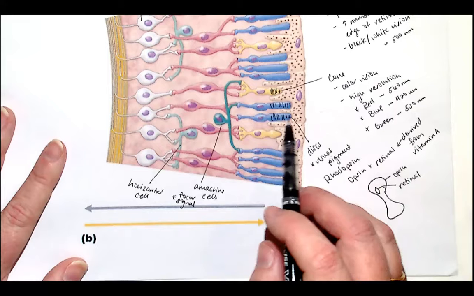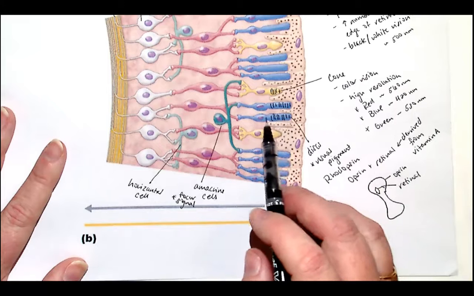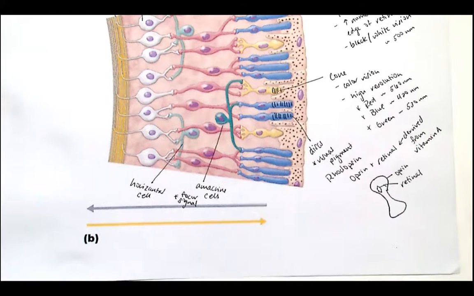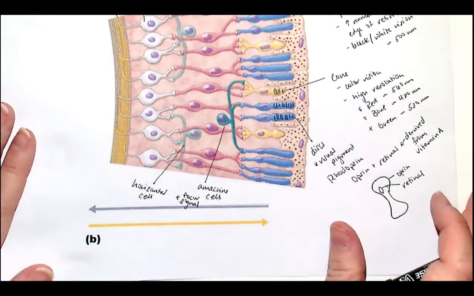But all day, every day, light is degrading these discs. And so you're constantly synthesizing new discs. Every 24 hours, you get a whole new stack of discs filled with rhodopsin. So if you don't have a lot of vitamin A in your diet, you don't have the ability to rebuild those discs. So vitamin A really is important for vision and seeing.